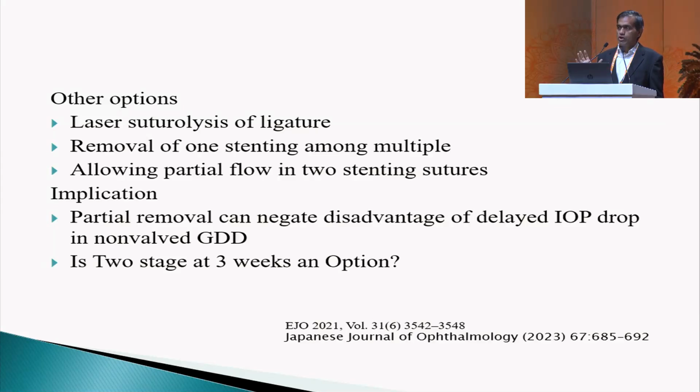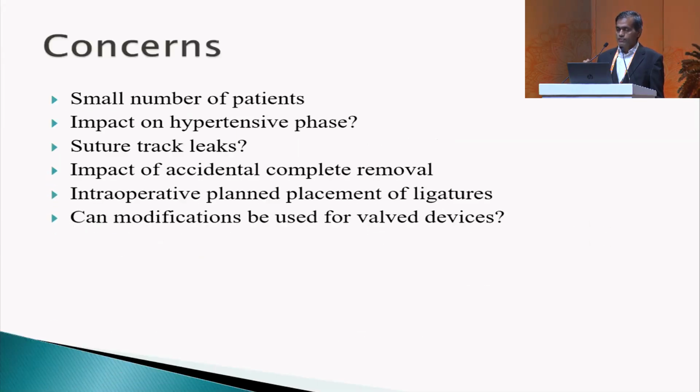The other potential options that you have include laser suture lysis of the ligature, removal of 1 if you have used multiple stenting sutures, and not ligating but allowing partial flow through 2 stenting sutures. So the implication is that partial suture removal can negate the disadvantage of a delayed IOP drop, or a 2-stage implantation can be considered at 3 weeks. And the concerns, of course, are the small number of patients and suture track leaks. We don't know the impact on the hypertensive phase or accidental complete removal. And so intraoperative planned placement of the ligature suture, strategic placement, would facilitate this maneuver.